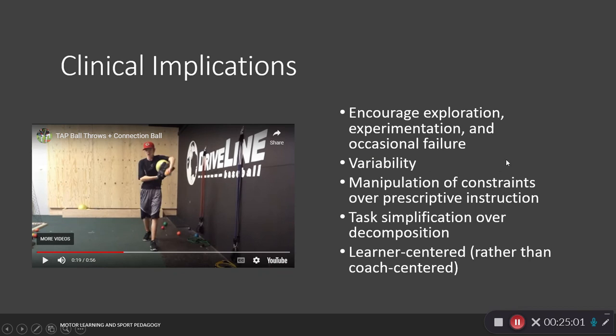We also want this idea of task simplification. An example of that would be playing with a smaller tennis racket and less bouncy balls for youth tennis players, rather than breaking the swing down piece by piece by piece, because it's been found that that kind of part training or task decomposition is less likely to transfer to performance, especially variable, continuous, dynamic performance environments like tennis. And we want a learner-centered, i.e. what the learners need, environment, rather than a coach-centered environment. Coach-centered being providing what the coach needs to teach or wants to teach, rather than what the learners need to learn.